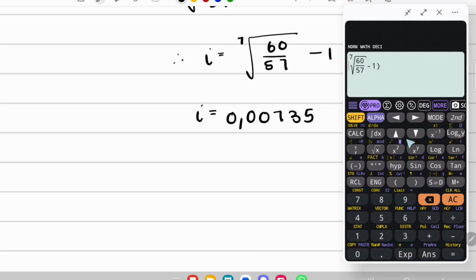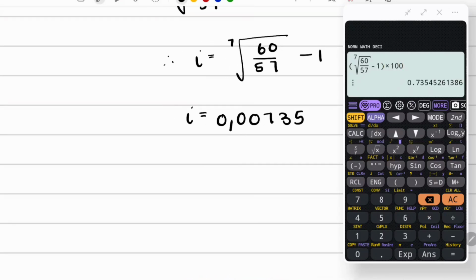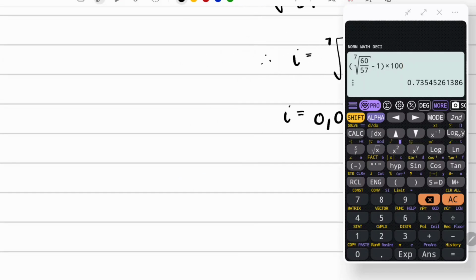It would also still work out. Okay, so I'm taking all of that and I'm going to multiply it by 100. And that is the answer that we get. So this is a decimal, but as a percentage, the rate is this.